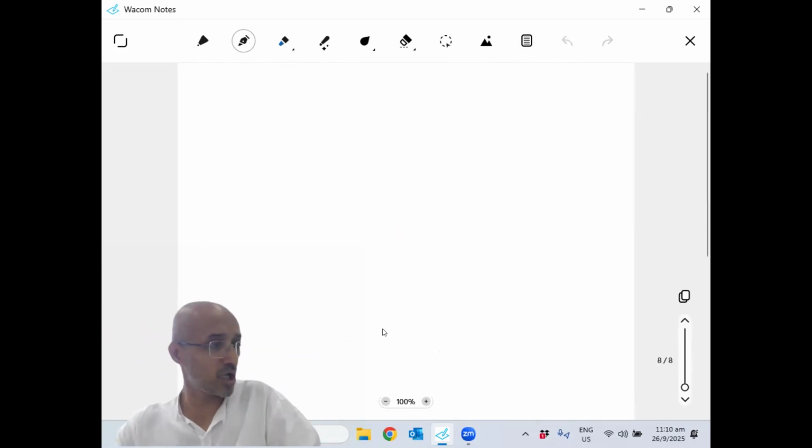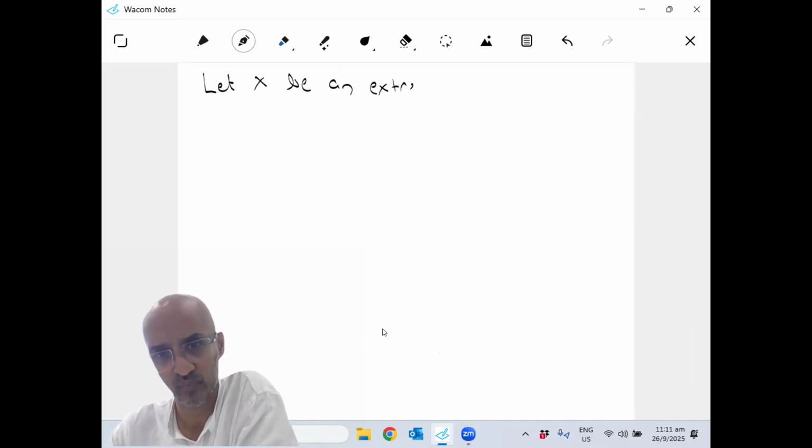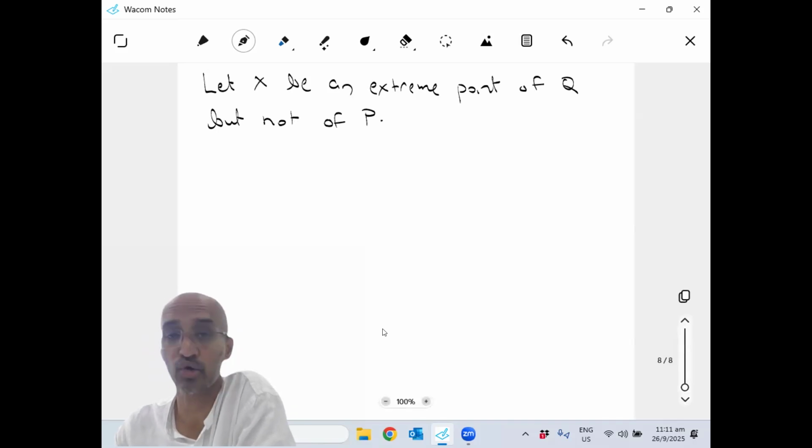Okay, fine. So we'll do this by contradiction. Let X be an extreme point of Q. Remember Q has extreme points. So let X be an extreme point of Q, but not of P. We'll argue this cannot happen. So what does it mean for X to be an extreme point of Q, but not of P?